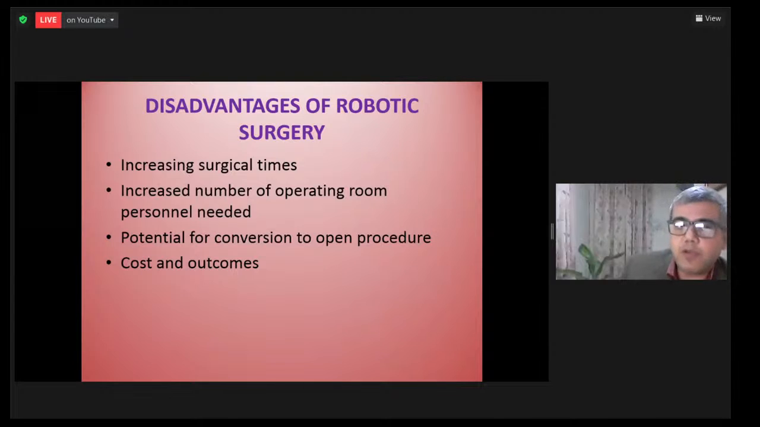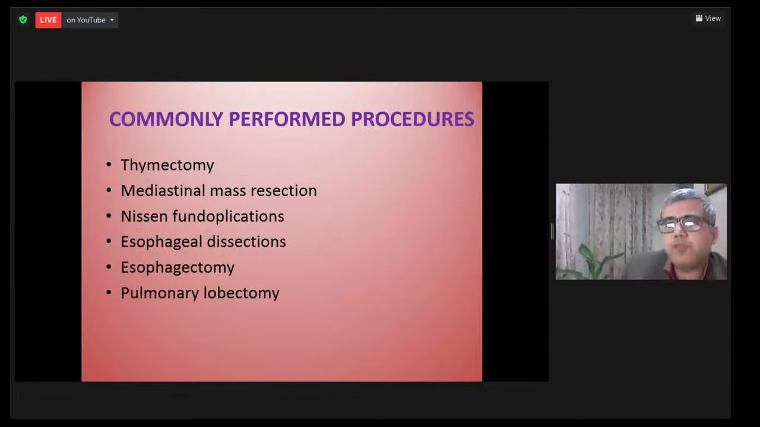And obviously there are the costs involved, because the robotic system is expensive, and its instruments and disposables are expensive. The commonly performed procedures using robotic surgery are thymectomies, mediastinal mass excisions, diaphragmatic repairs like Nissen's fundoplications, esophageal dissection during esophagectomies, and pulmonary lobectomies and segmentectomies. Both anterior and posterior mediastinal mass excisions are done through the robotic procedure.